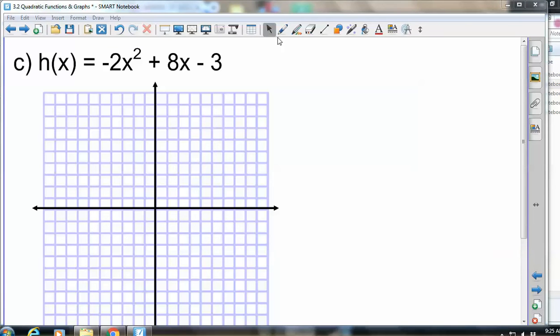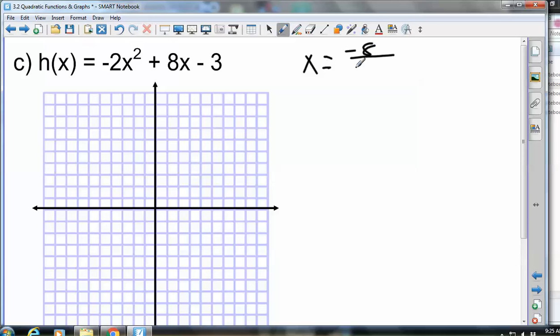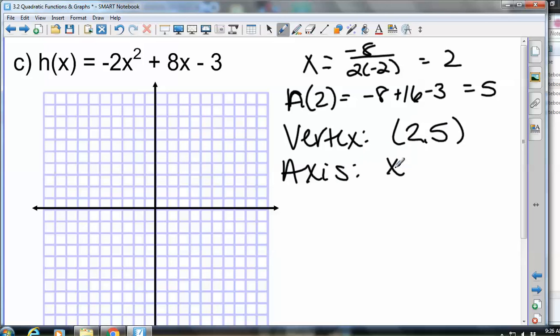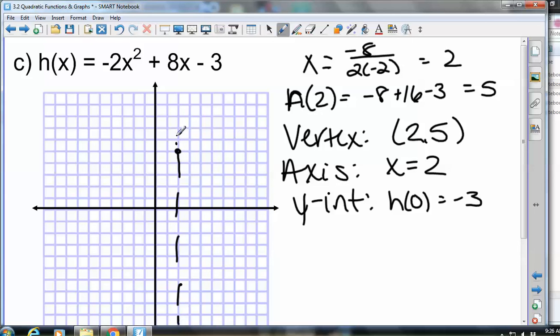Alright, let's look at this. So opposite of B over 2A, give me a negative 8 over 2 times negative 2, and we get 2. Plug that in, so h of 2, and you get 5. So the vertex is 2, 5. That means the axis is x equals 2. Y-intercept, if you plug in 0 for all of your x's, you get negative 3. So I'm going to plot 2, 5, x equals 2 will be a dashed line. Y-intercept at negative 3. So that's 2 units away from my axis, so I'm going to go to the other direction and plot a third point.